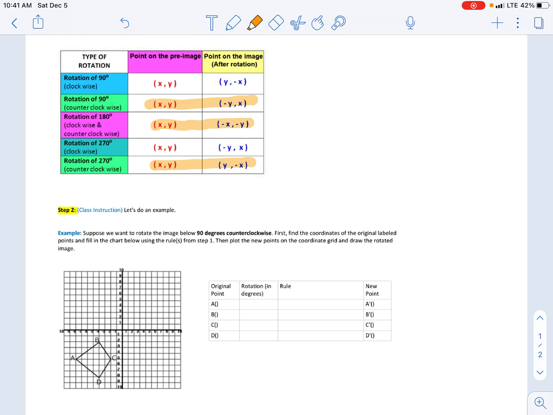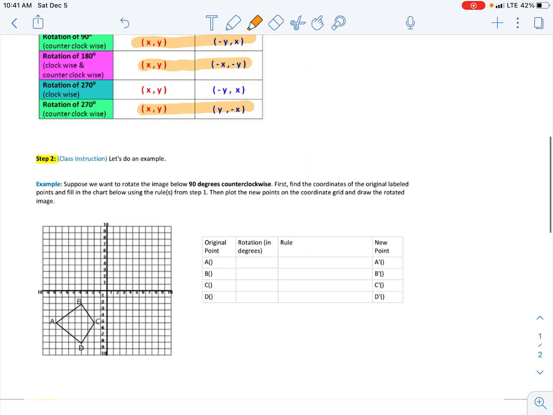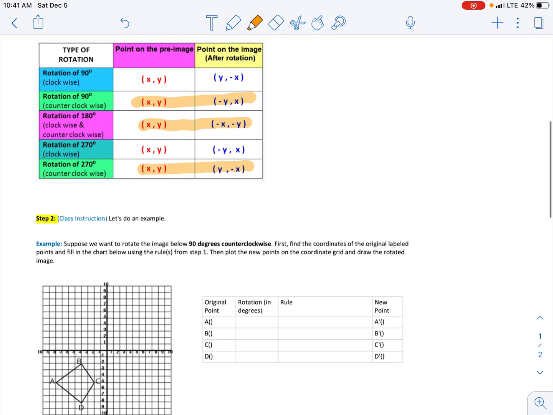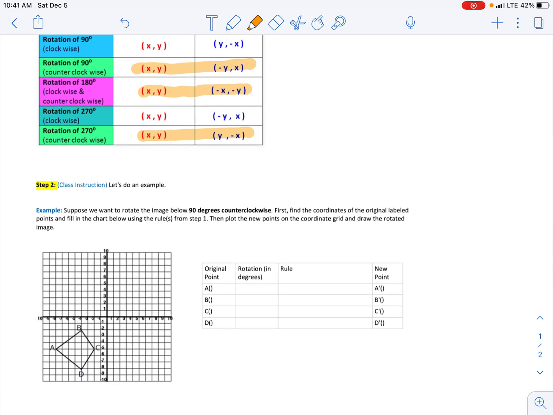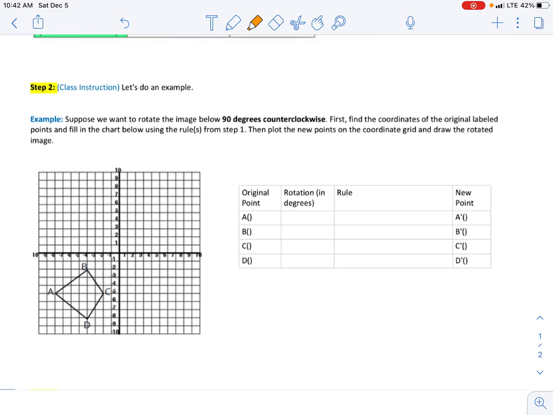So what we're going to do now is look at an example. Suppose I want to rotate the image below 90 degrees counterclockwise. First I'm going to find the coordinates of the original labeled points in the shape, then fill in my chart using the rules from step 1, and then plot the new points on the coordinate grid and draw the rotated image. Okay, so let's first find the coordinates.